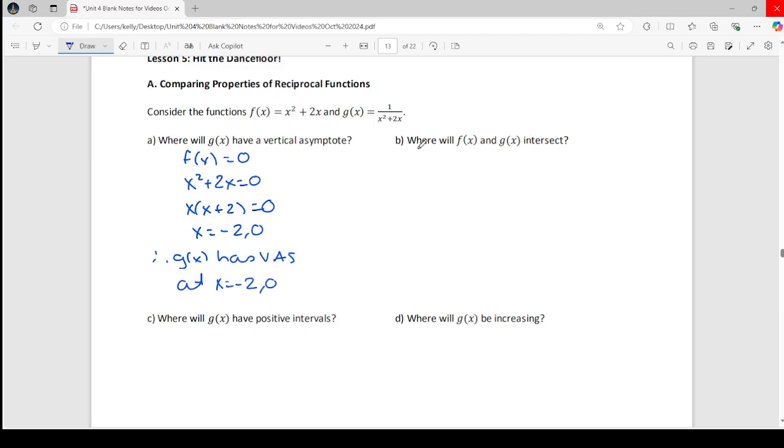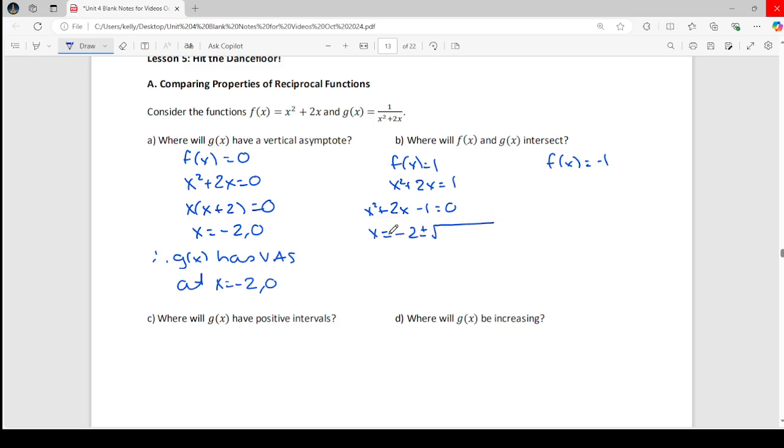F and g will intersect when f is 1 or negative 1. So f will equal 1 when x squared plus 2x is 1, or when x squared plus 2x minus 1 is equal to 0. There are no numbers that multiply to minus 1 and add to 2, so I will have to work this out using the quadratic formula.